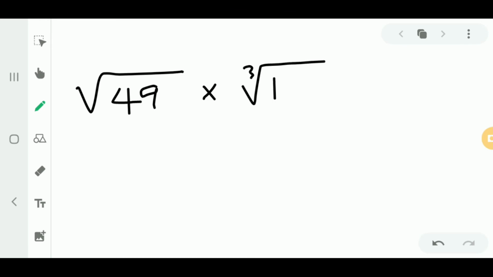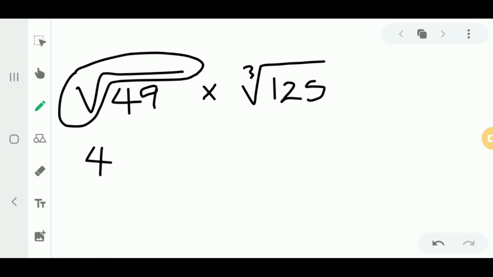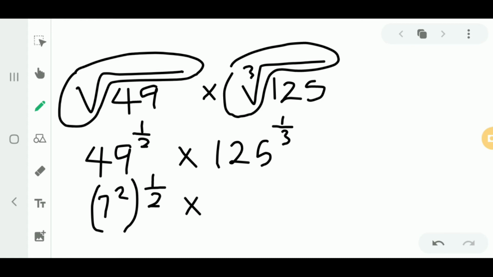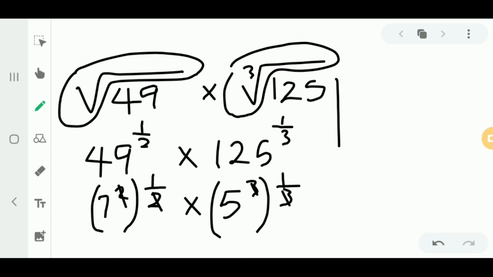Let's say we have square root 49 times cube root 125. This symbol here means the 49 is being raised to the half power, and this one here means 125 is being raised to the third power. So again, we look at the denominator in the power, which is 2, so what raised to the second power gives you 49? So it's 7 squared, then we have the half outside just like we were doing before, times what raised to the third power gives you 125, 5 cubed to the one-third. And again, the 2's would cancel, the 3's would cancel, and you have 7 times 5, which is 35.